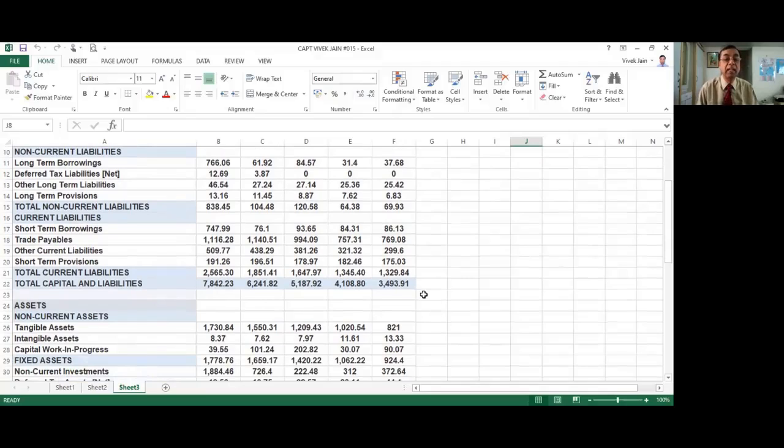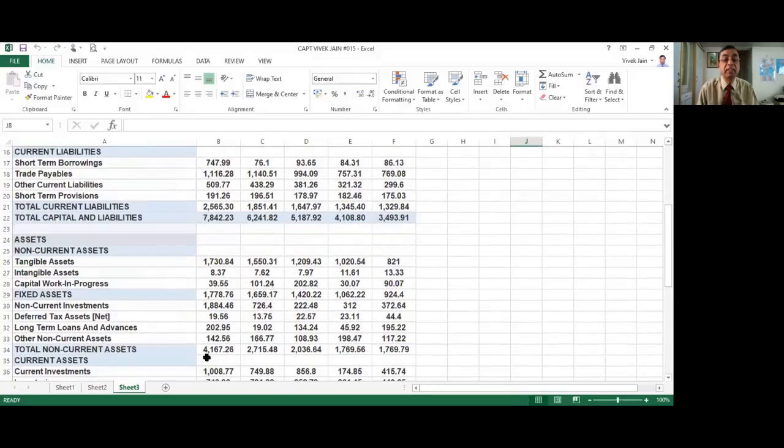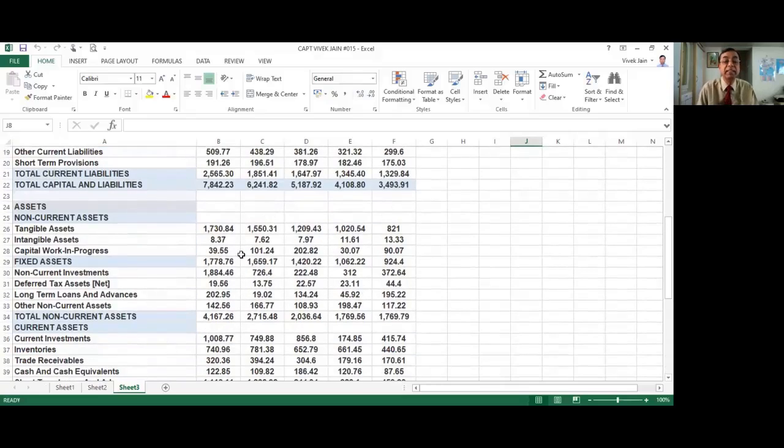So now the assets also have to match this 7842, as you see, 7842.23 here. And the breakup is as follows. Tangible assets, you can see from 821, have come to 1731. Naturally, when the company grows, that much more fixed assets, or assets which are necessary for the running of the company's business, are necessary. Intangible assets are very few, very less, and the company has not shown much figures over there. Capital work in progress has ranged from 90, went up to 200 crores, and it's 40 crores at the end of 31st March 2020.